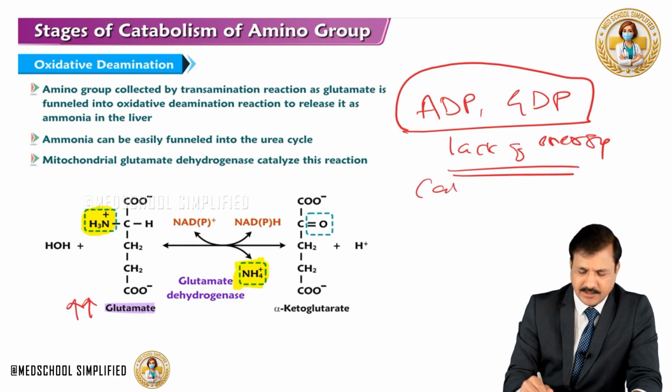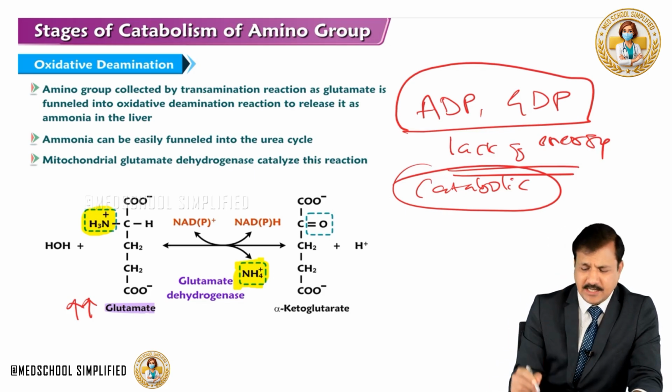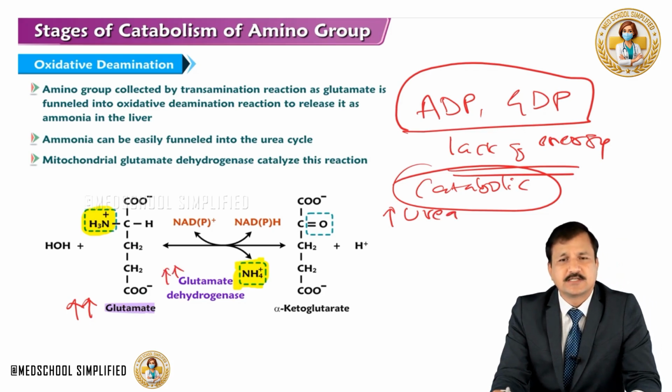catabolic condition. During catabolic condition, there will be more increase in glutamate, and that glutamate has to undergo the glutamate dehydrogenase reaction to release ammonium ion and α-ketoglutarate. The ammonium ion will be handled by the urea cycle in the liver. So under catabolic conditions, you expect an increase in urea levels because there will be an increase in the activity of glutamate dehydrogenase enzyme. Remember that.